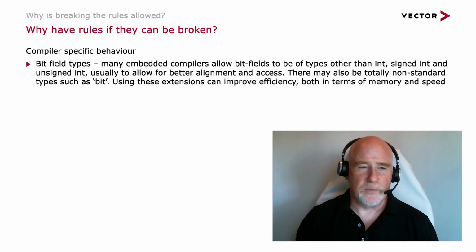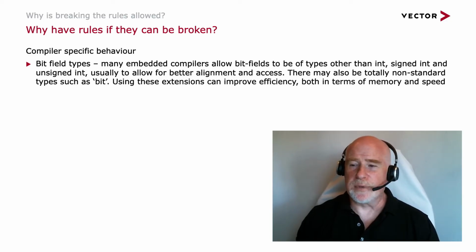So why do we break the rules? Why is breaking the rules allowed? If we have a coding standard that has rules, why are we allowed to break the rules? Well, we may have compiler-specific behavior, for example, bit field types, where embedded compilers allow bit field types to be of non-standard types. And this usually allows for better alignment and access.